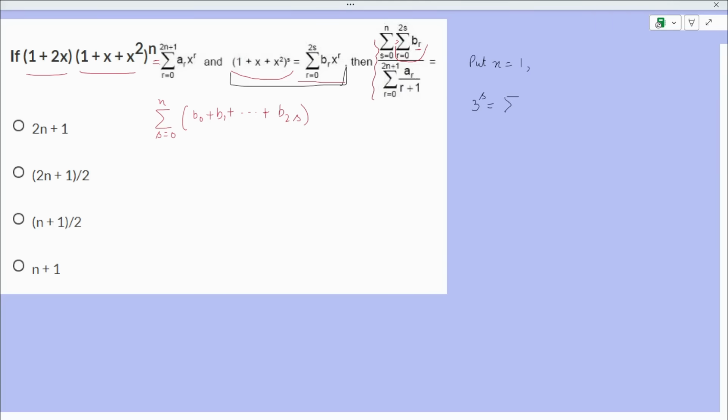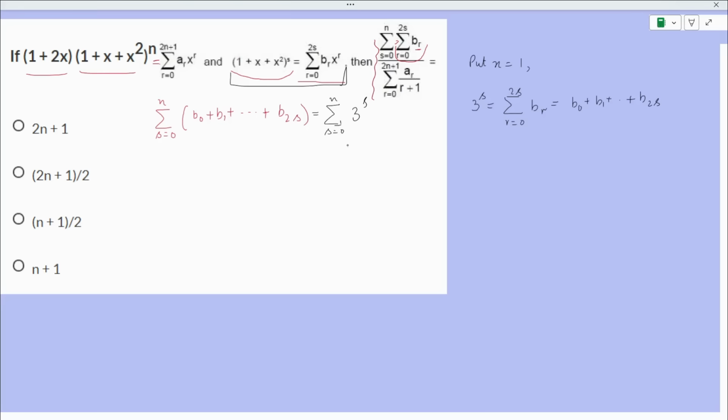And what are you going to get on the right hand side? r is 0 to 2s. The x value you have plugged in is 1, so this. Don't you think it's the same thing? b naught plus b1, just written in a summation form, up to b2s. So what did we get from here? We already got that this summation, let me write it here again, is 3 to the power s.